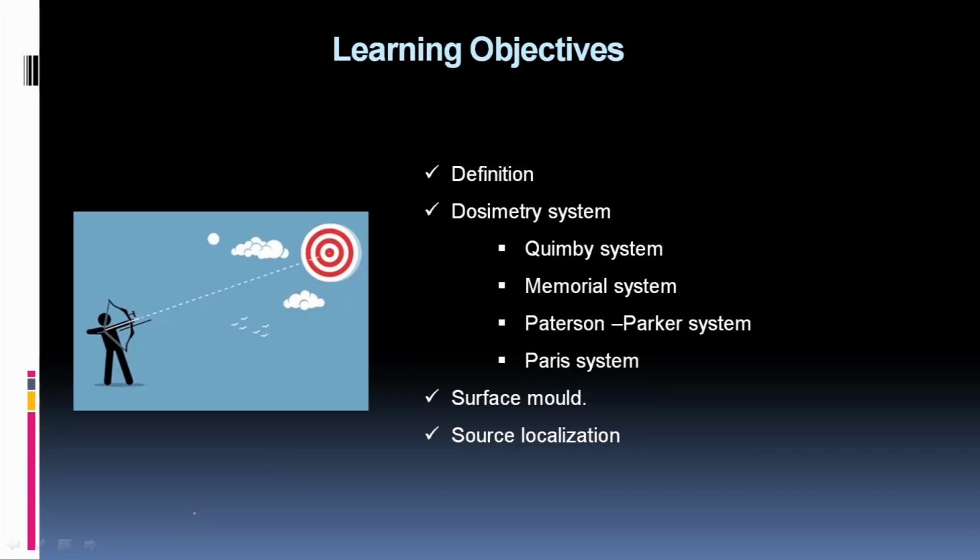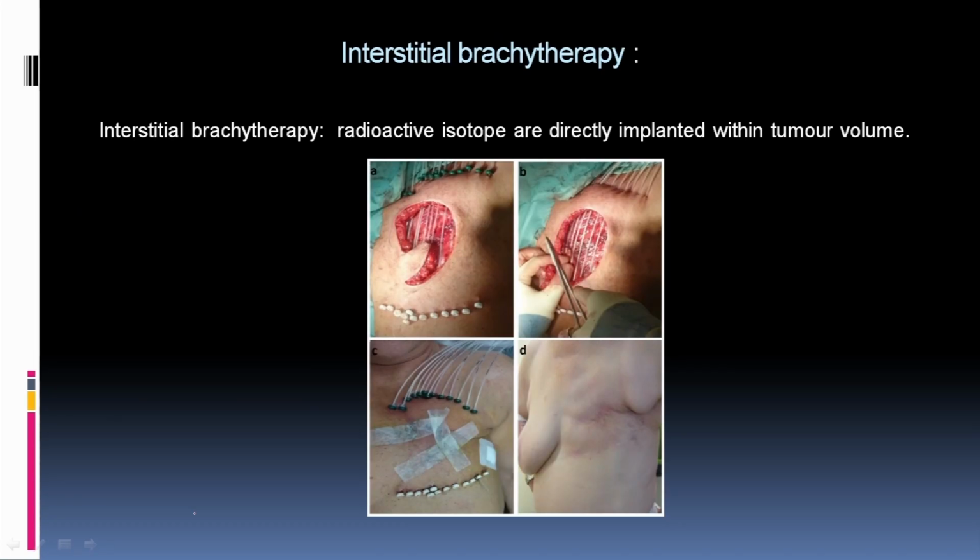The learning objectives of today's class are the definition and the dosimetry systems, under which we will discuss the Quimby system, the Memorial system, the Patterson-Parker system, and the Paris system. We will also discuss surface mold type of brachytherapy in this class, and we will discuss the methods of source localization.